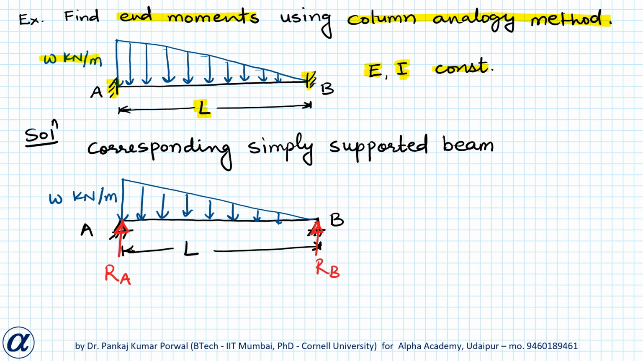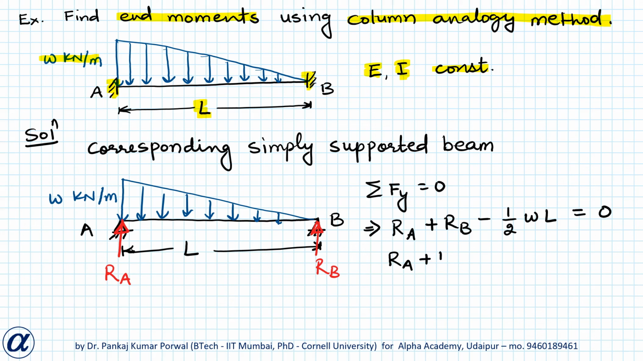Now I can write equations of equilibrium. Sigma Fy equals to 0. This will give me RA plus RB because both are in upward direction and the applied load is downward direction. So minus, and the magnitude of this triangular load will be area of the triangle. So that is half height into base equals to 0. So this gives me RA plus RB equals to WL by 2. Let's call this 1.